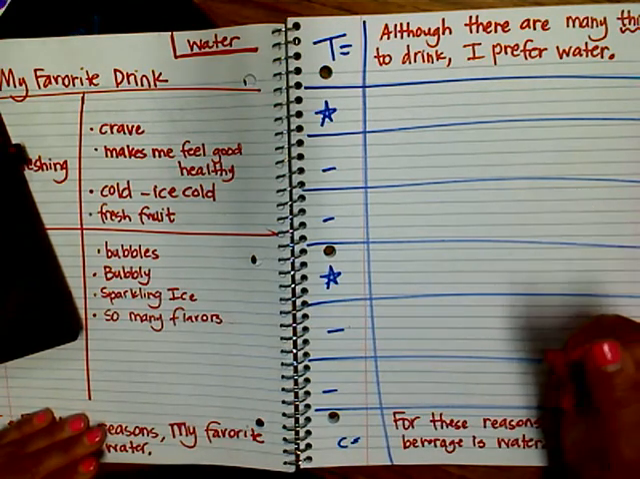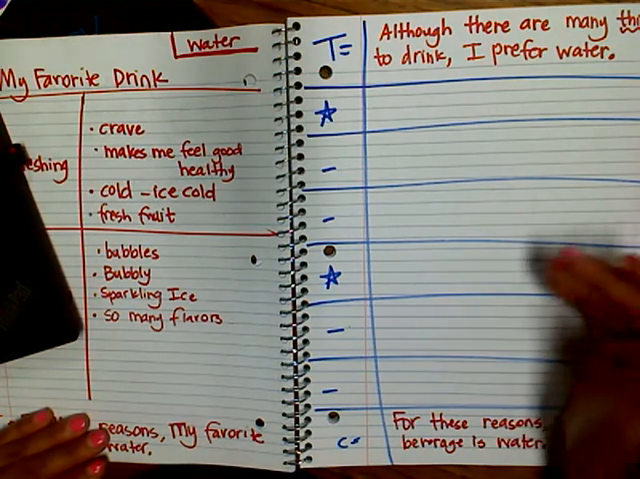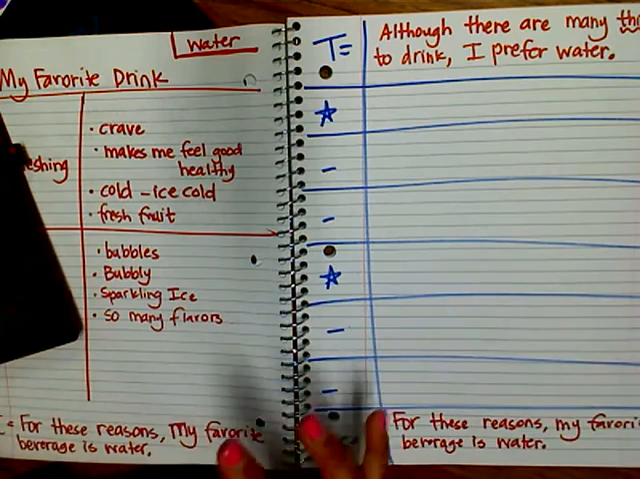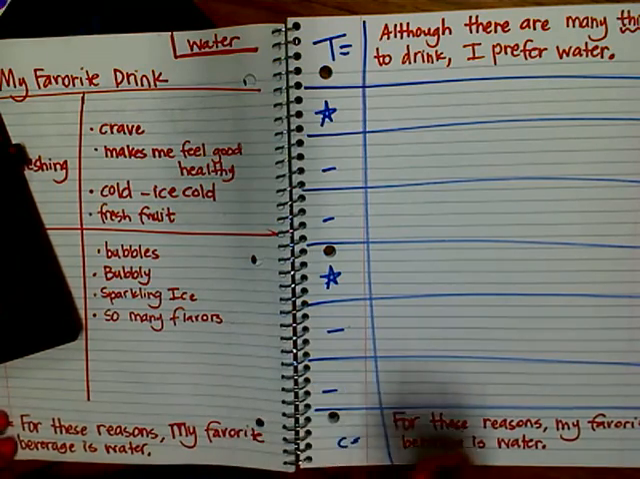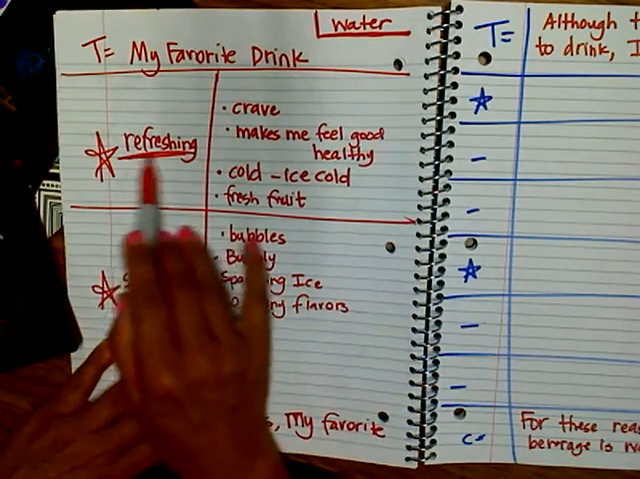Subject, who, predicate is what they do. So I need to make sure it has a subject and I also need to make sure it has a predicate. Okay, now if I go back here to my T chart, this word refreshing is not a sentence.